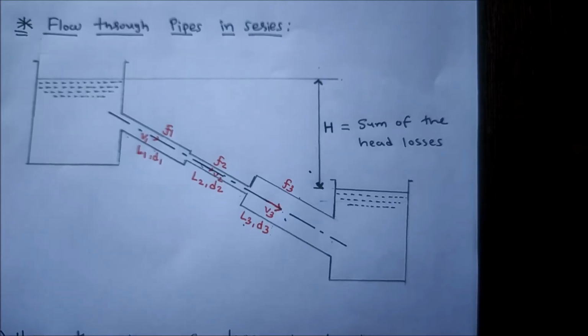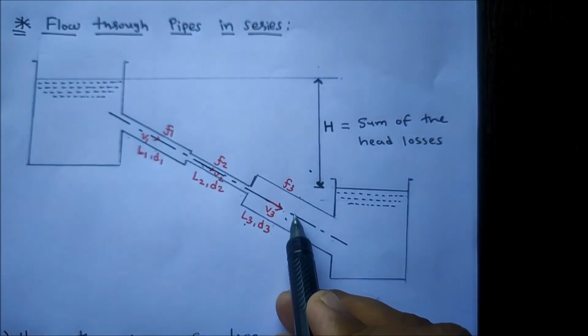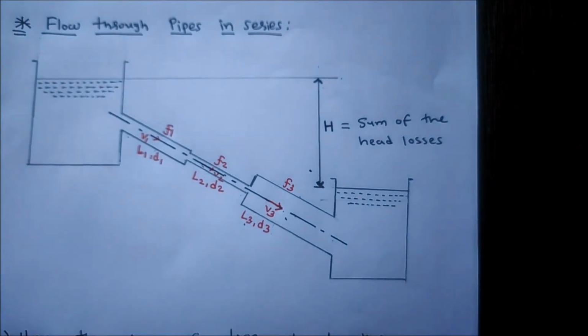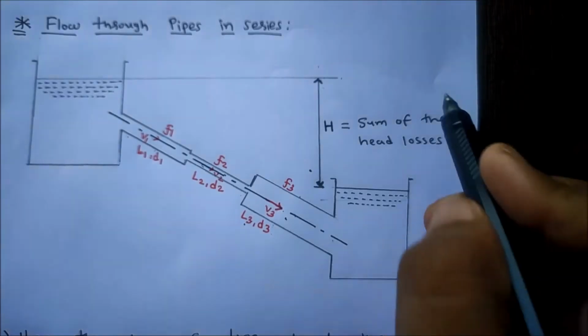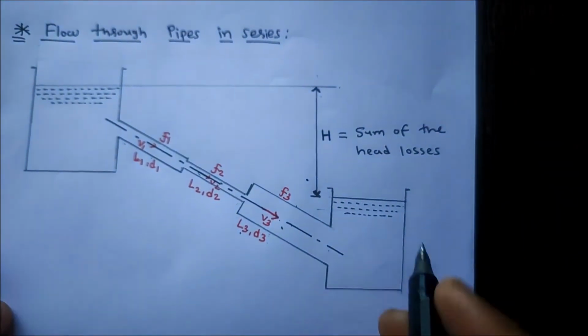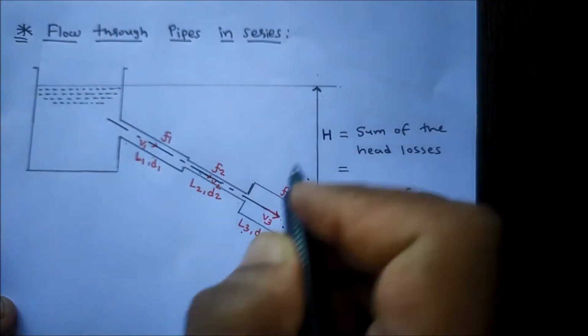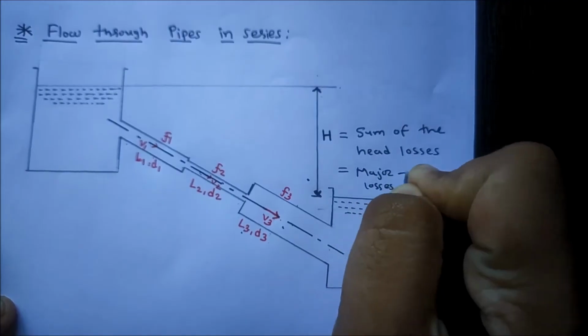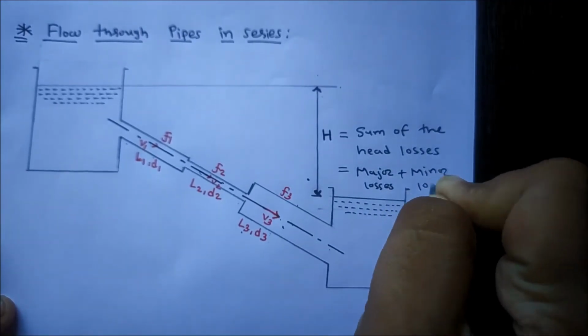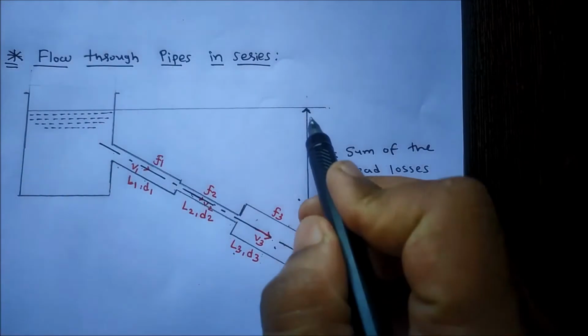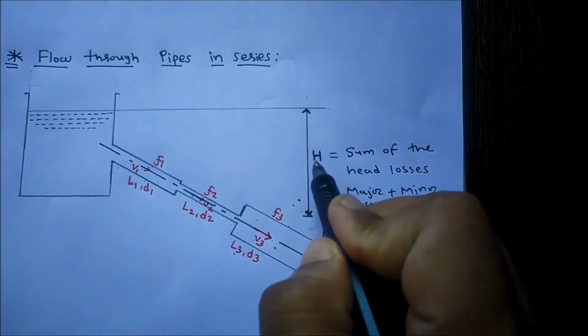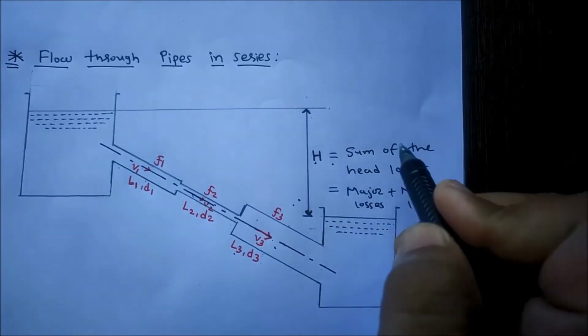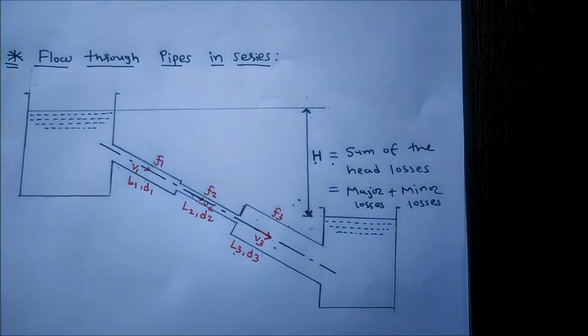We know that when the fluid is flowing through the pipe, the fluid experiences some resistance, due to which some of the energy of the fluid is lost. So the sum of the head losses is the summation of major losses plus minor losses. So here the difference in liquid surface level, H, is equal to the sum of the head losses in all the sections.